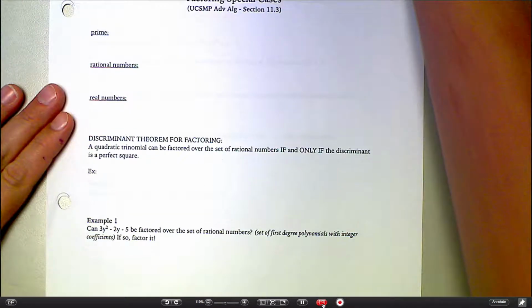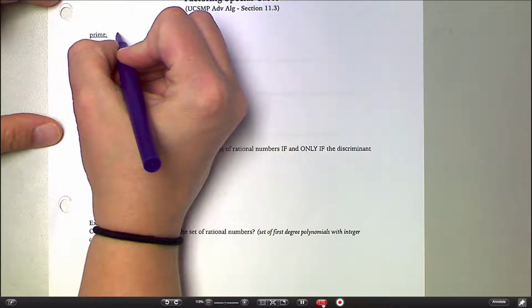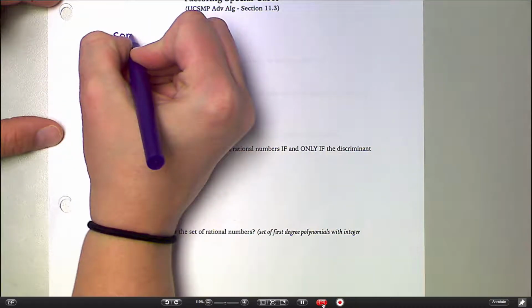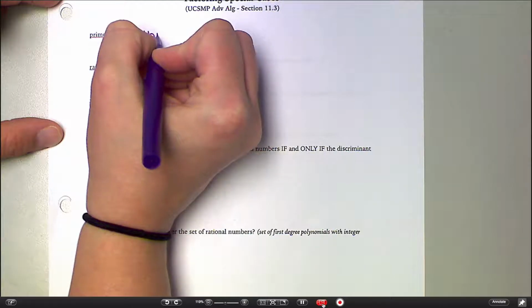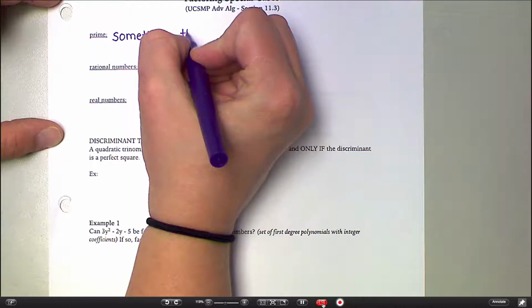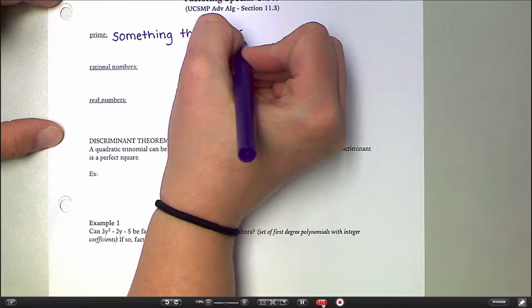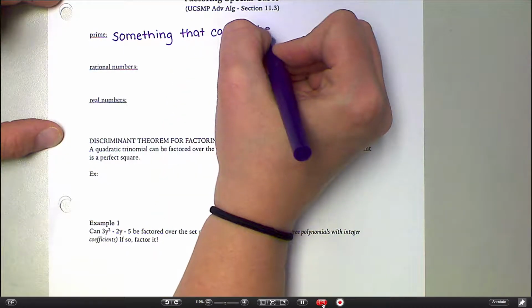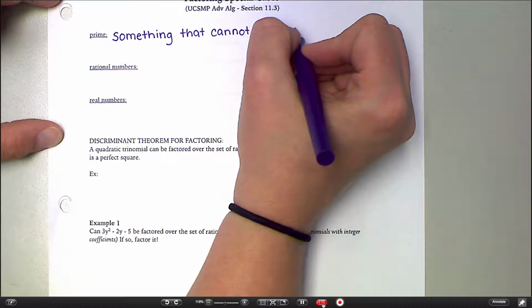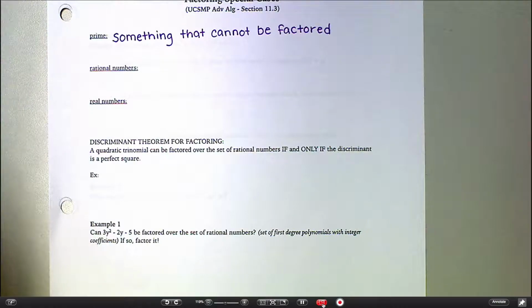When we're talking factoring, the word prime refers to something that cannot be factored. We sort of mentioned that last week, but anytime I'm saying you cannot factor it, we can call it prime. If you think about prime numbers, those are numbers that cannot be factored as well. Like the number 7, you can't factor 7 other than 1 times 7, okay? So it really means the same thing with polynomials as it does with just numbers.